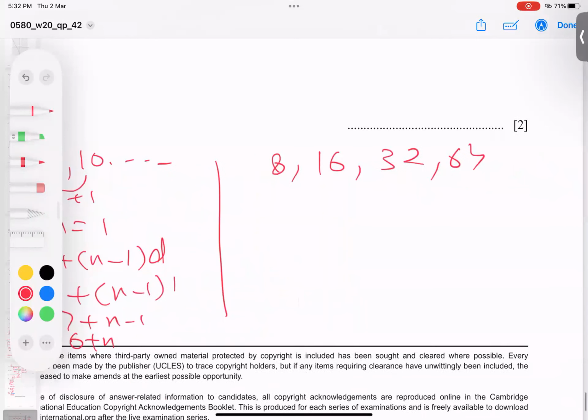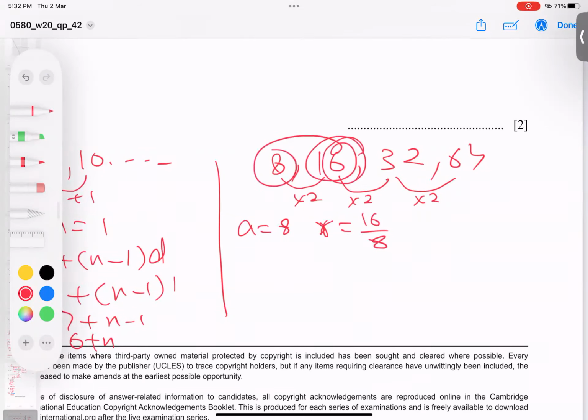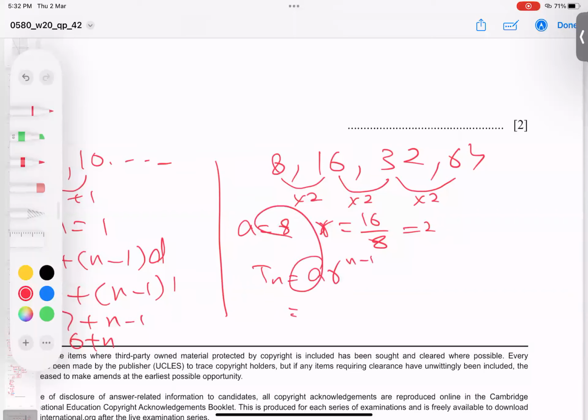Now apply the second one. This is multiplied by 2, multiplied by 2, multiplied by 2. This is a GP sequence. The first term is 8, and to get the common ratio r, the second term 16 divided by the first term 8 gives 2. The formula is Tn equals a r to the power n minus 1. I plug in the a value 8, and the r value 2. Okay, if you stop here, no problem at all.